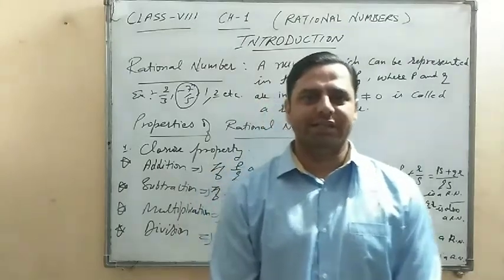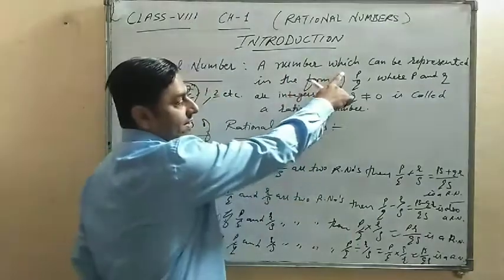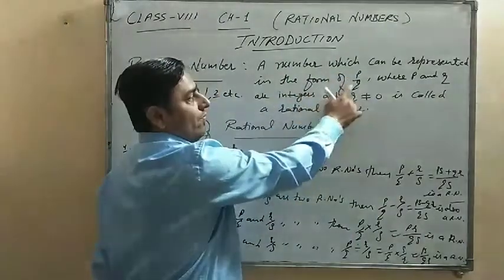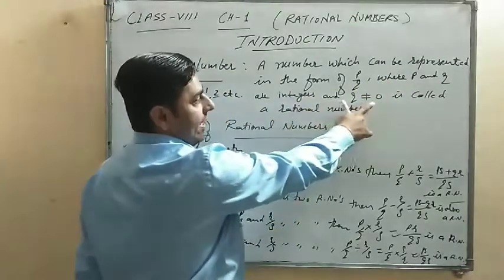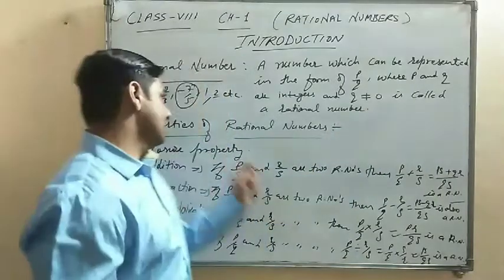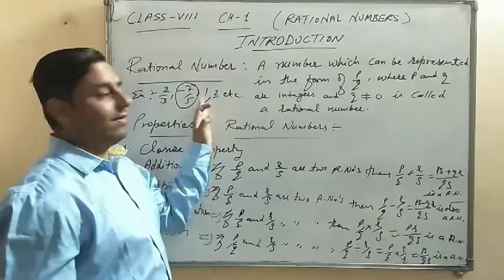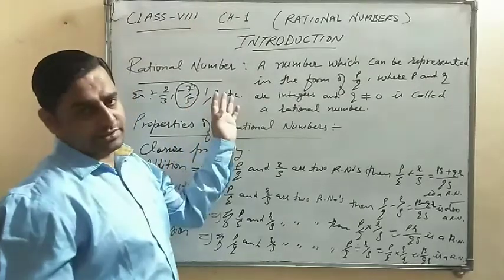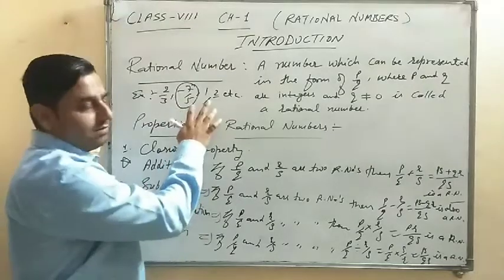So let's see the definition of a rational number. A number which can be represented in the form of p by q, where p and q are integers and q is not equal to 0, is called a rational number. For example, 2 by 3, minus 5 by 1, 2, etc. These numbers are called rational numbers.